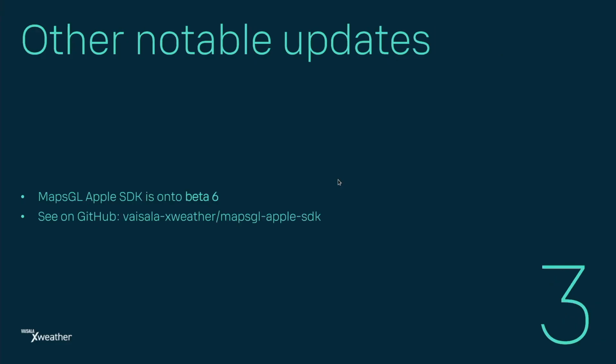Yeah, and some other notable updates too that we wanted to shout out real quick. The MapsGL Apple SDK is in beta 6. That's becoming more stable, but we're still looking for feedback on that. If you guys have an opportunity to play with that, or if that's something you're interested in, please give that a look on GitHub. We have that as a public repository out there.